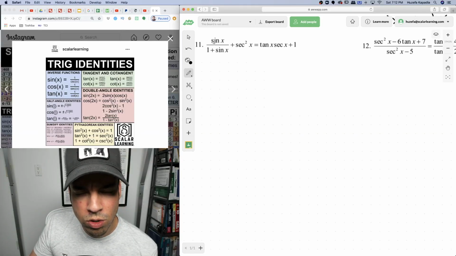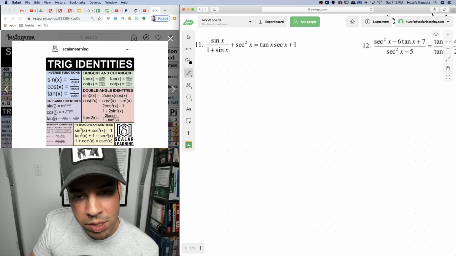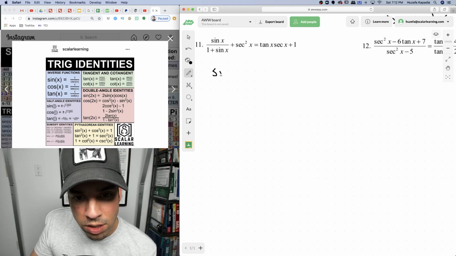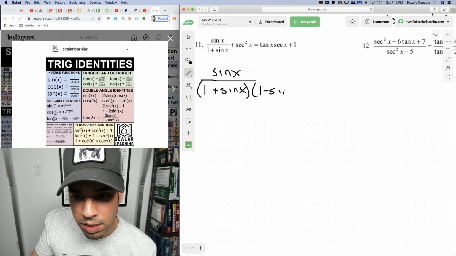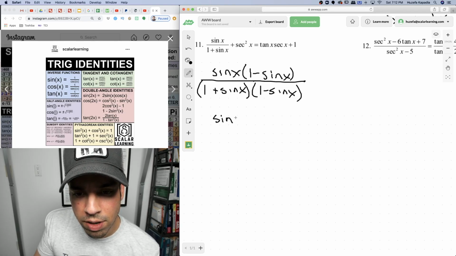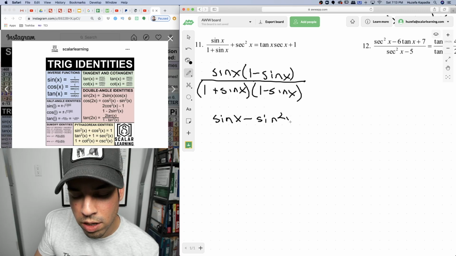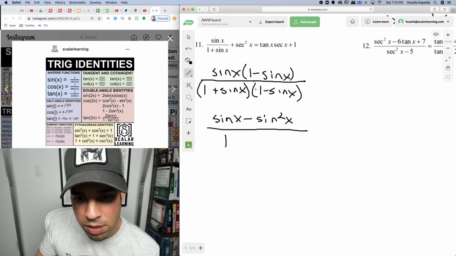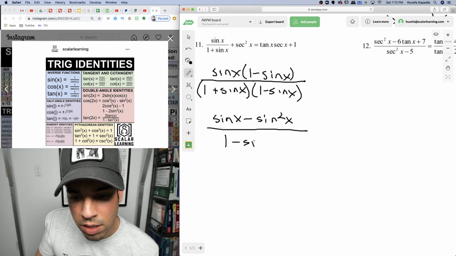The first thing I want to do is sort of dismantle this fraction, and I'm seeing a good opportunity for that if I multiply by the conjugate of 1 plus sine of x, which is 1 minus sine of x. So I'm going to multiply top and bottom by 1 minus sine of x. Okay, leave this alone for now. So now I have sine of x minus sine squared of x over 1 times 1 is 1, negative sine of x, positive sine of x, minus sine squared of x.